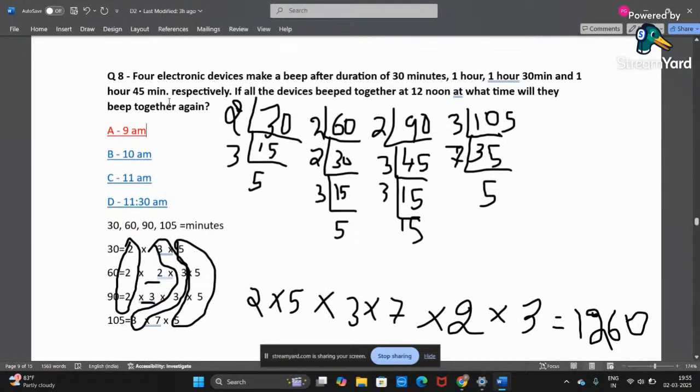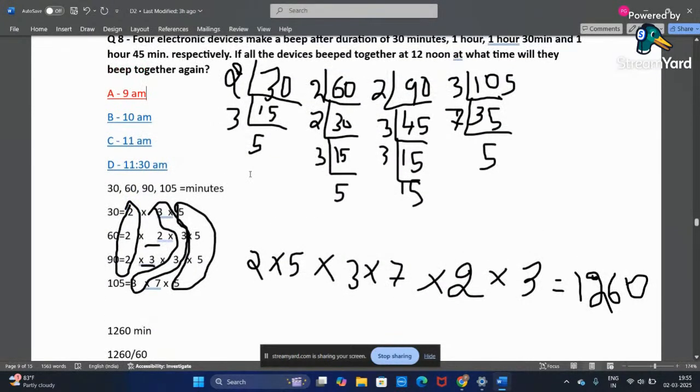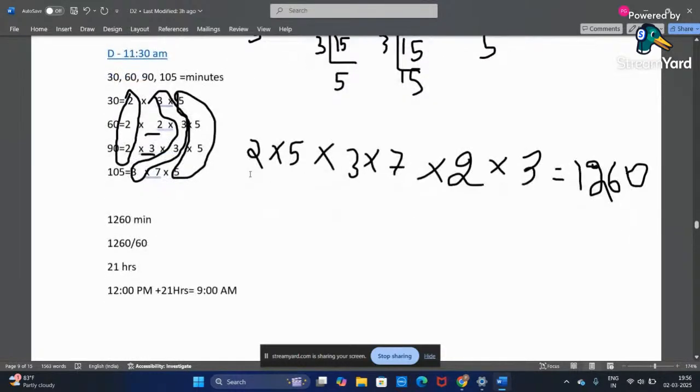Any doubt in this? Make a note of these steps. We'll move on to the next one.